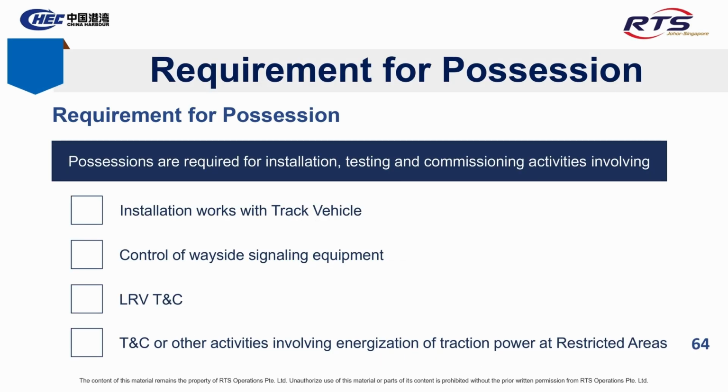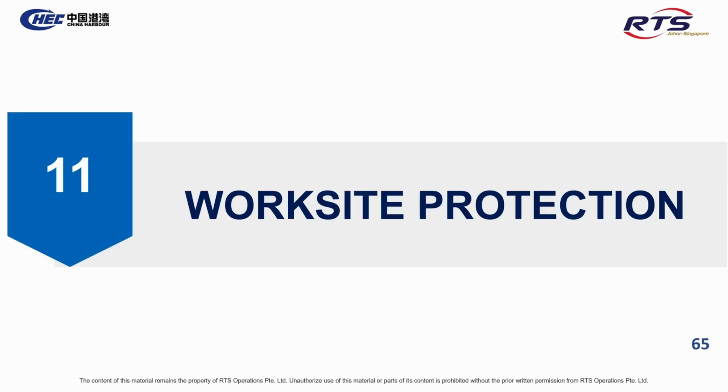Slide 64. Requirement for possession. Possession is mandatory for activities like installation works with track vehicles, control of wayside signaling equipment, testing and commissioning of LRVs, and any works involving traction power energization in restricted areas.